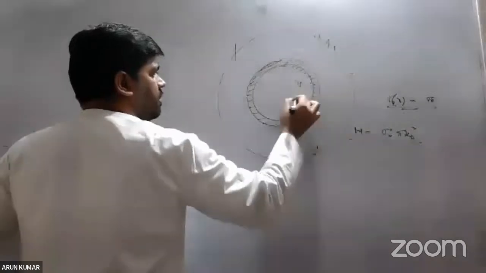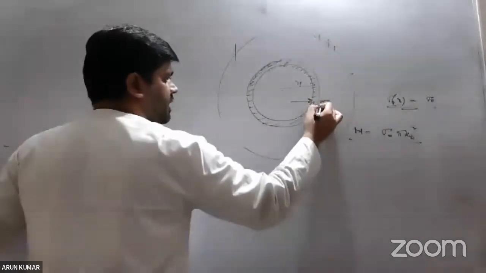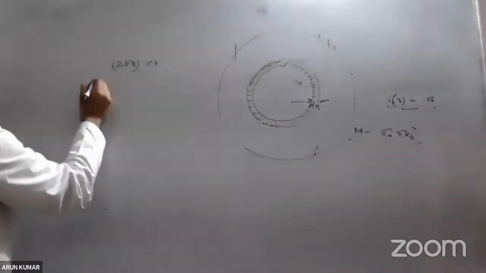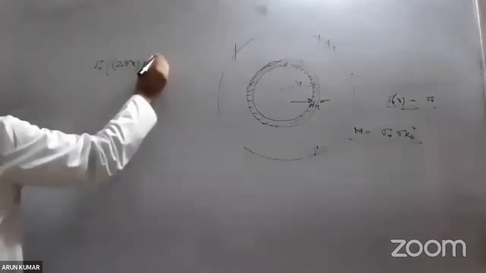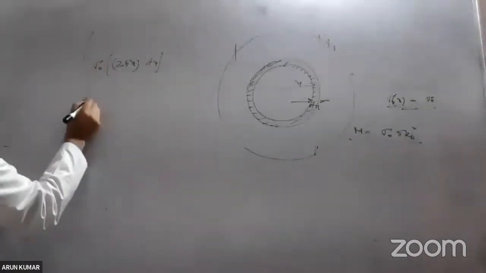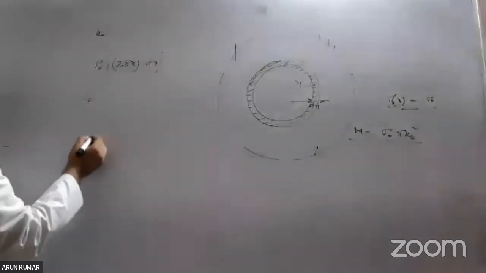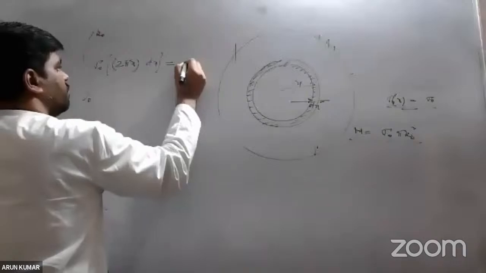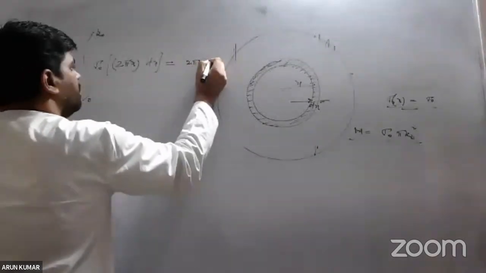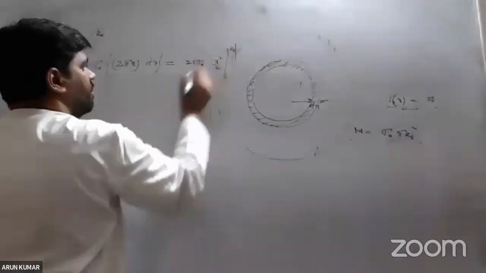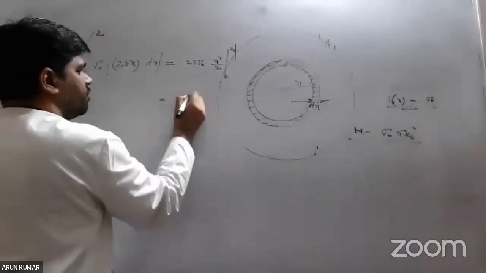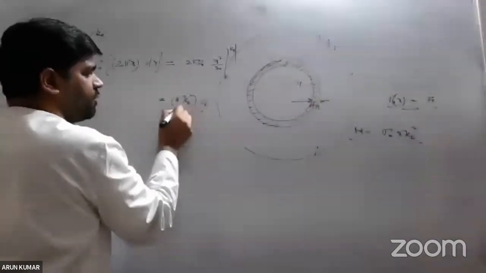Taking this as x, dx is the width, 2 pi x dx is the area, and area into sigma naught is dm. I integrate this from 0 to r naught, and I get the total mass. So 2 pi sigma naught, integral of x dx, is x square by 2 under limits 0 to r naught. So I'll get pi r naught square into sigma naught. And that's what I got.